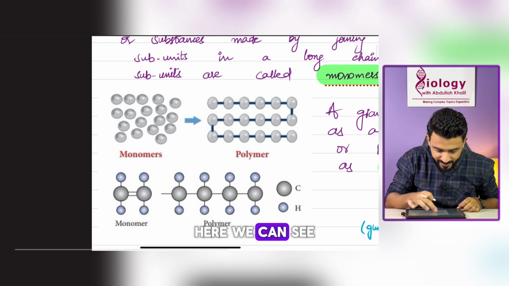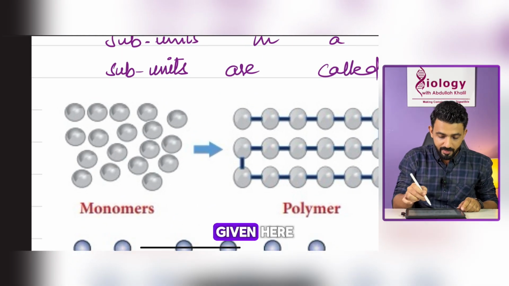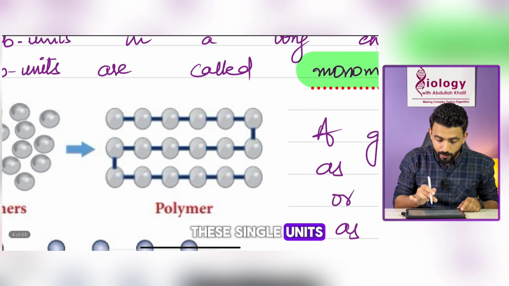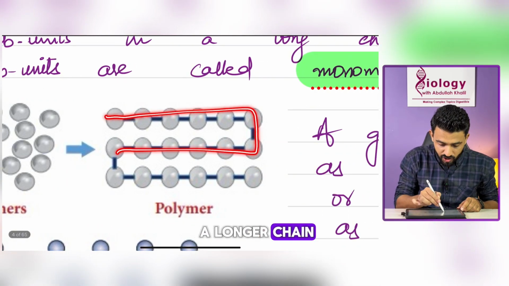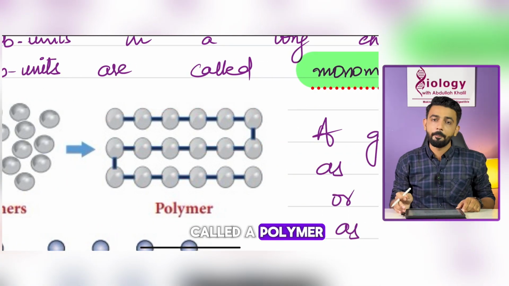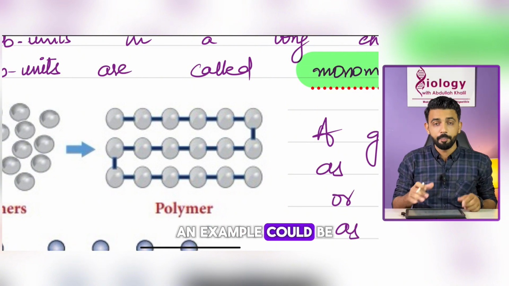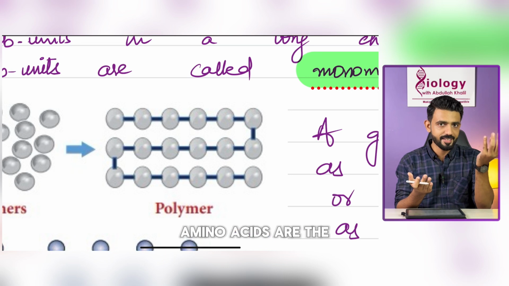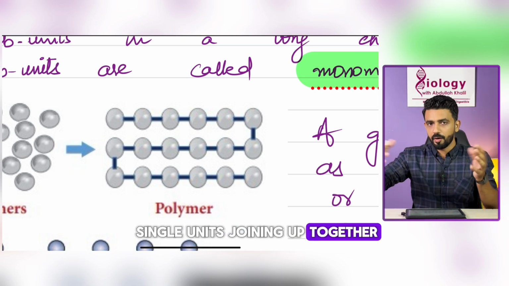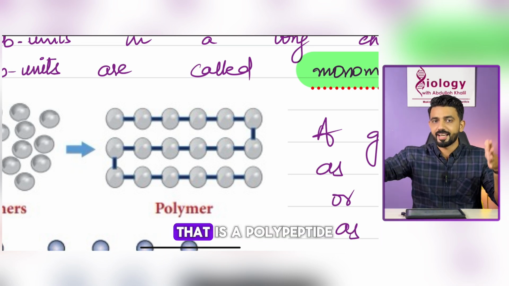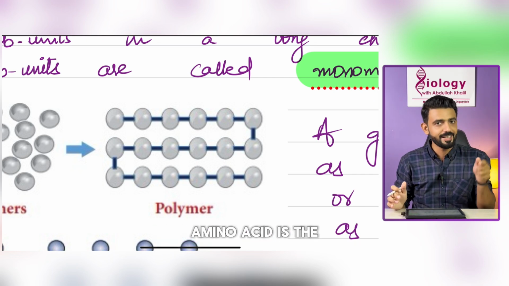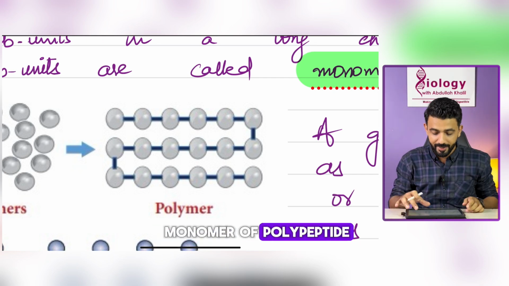So here we can see that these are some of the monomers given here, single units. But when these single units join up to make a longer chain, this longer chain is called a polymer. An example could be carbohydrate and protein. Amino acids are the single units. Joining up together, making a long chain of amino acids, that is a polypeptide. Polypeptide is a polymer. Amino acid is the monomer of polypeptide.